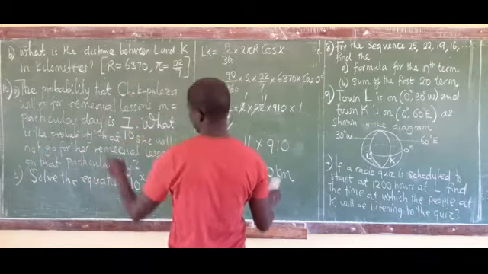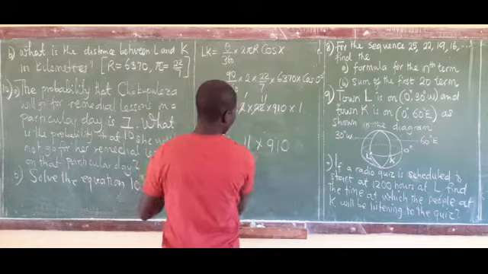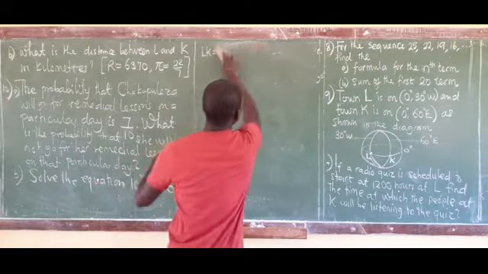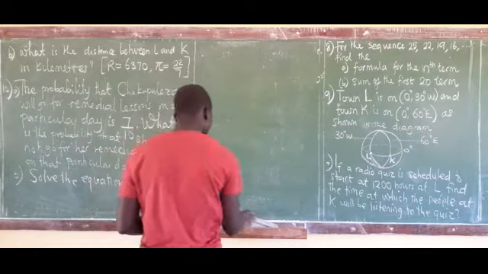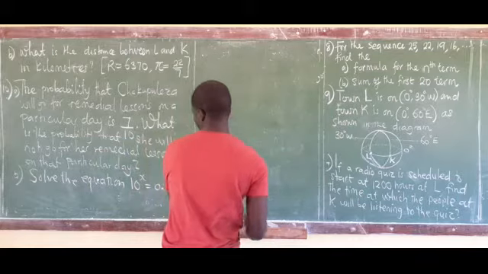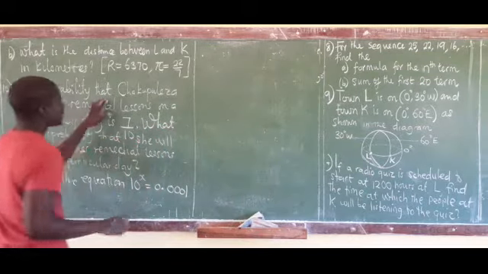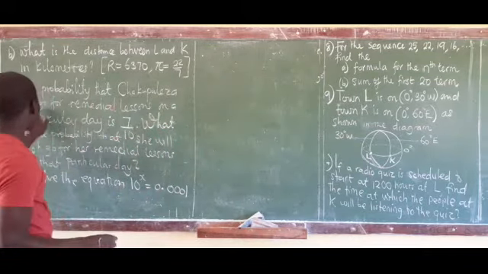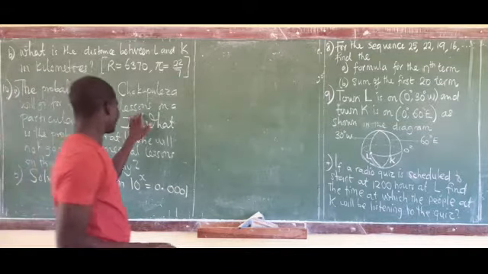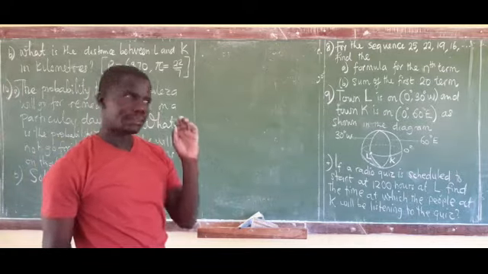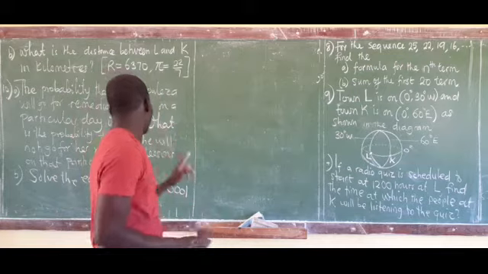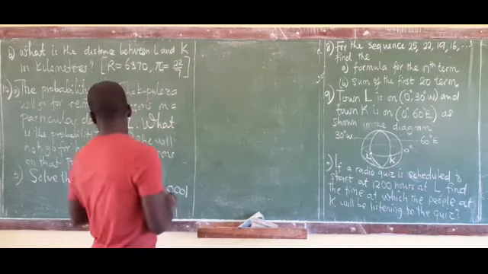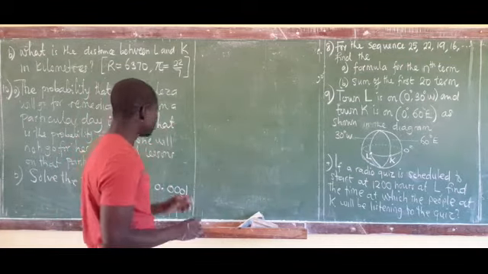So we go to question 10. And question 10 reads, the probability that Champalesa will go for remedial lessons on a particular day is 7 over 10. What is the probability that she will not go for remedial work?